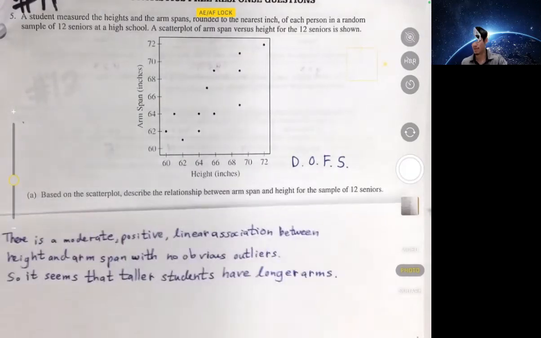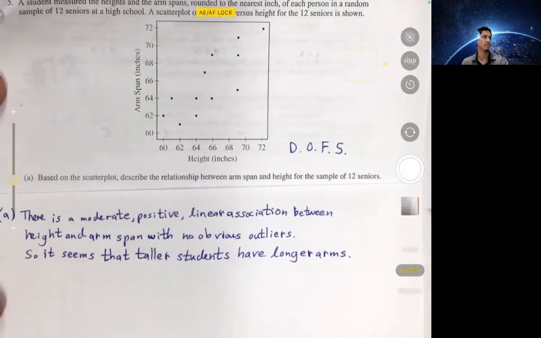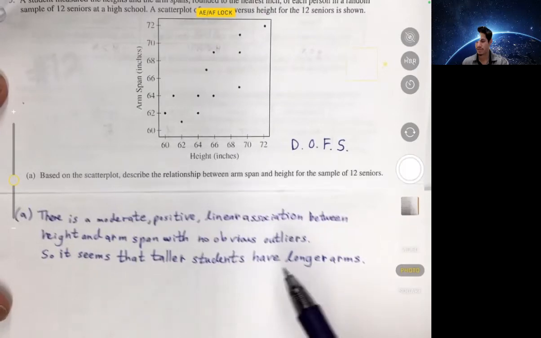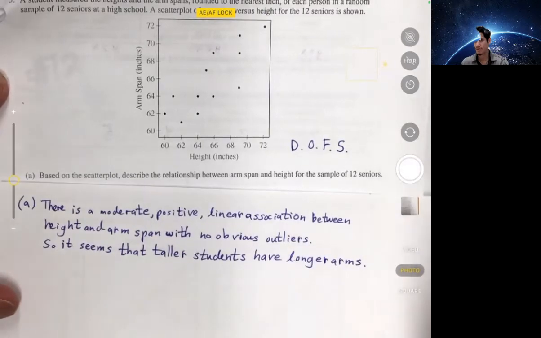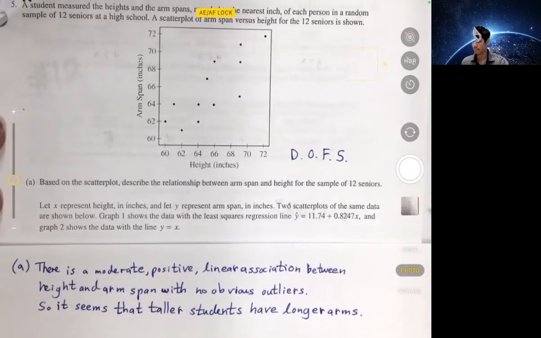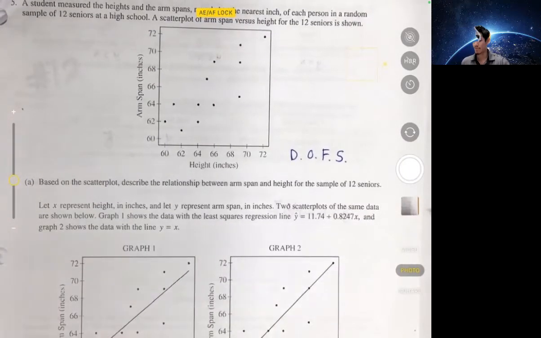So our answer could be something like this. There's a moderate positive linear association between height and arm span with no obvious outliers. And it seems that taller students have longer arms. Pretty obvious. Does that make sense? Right, now let's look at part B.